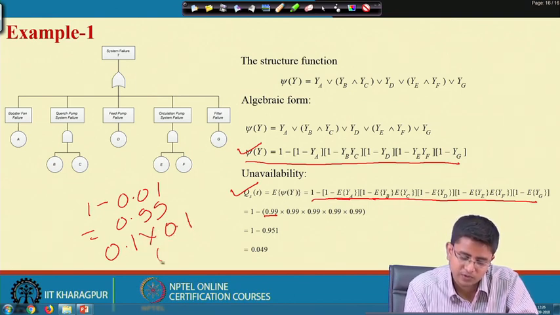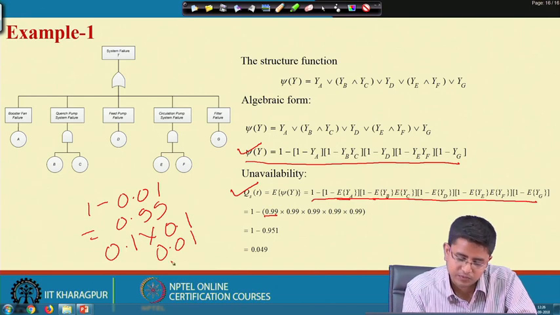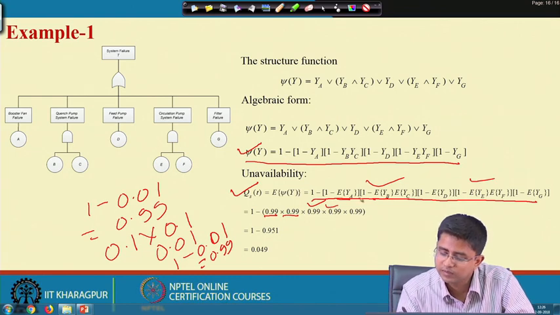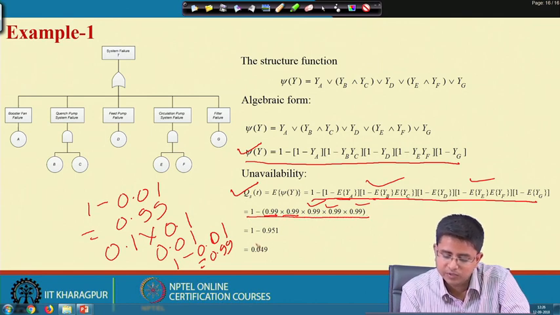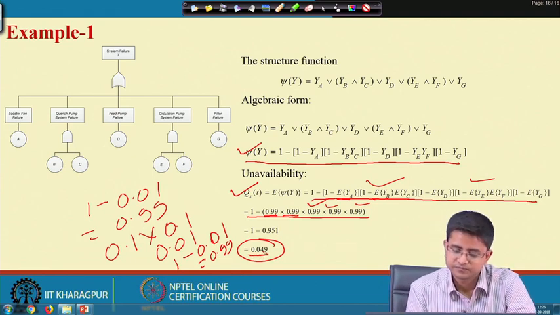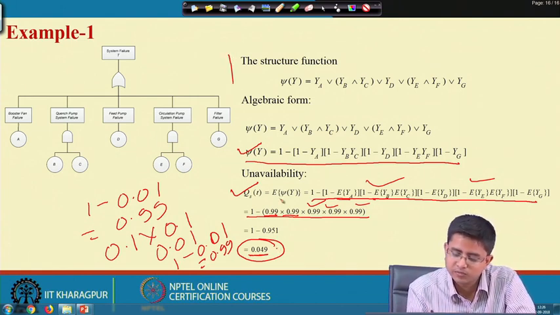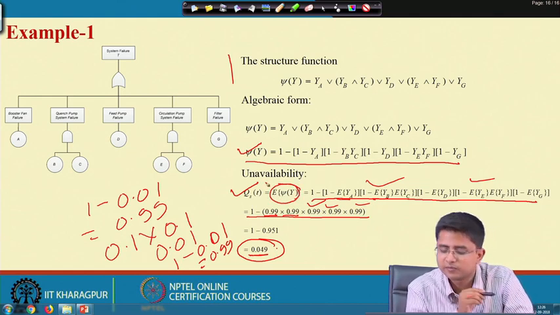So, 0.1 into 0.1, it will be 0.01, again 1 minus 0.01, that will be 0.99. So, again 0.99 for this value, then 1 minus y d, 0.99. Similarly, all the things we have calculated. Now, after calculating this, we have got that unavailability is 0.049. So, in this way we can calculate unavailability from the structure function approach, and for that we need to know that the probability is nothing but the expected value of all the basic event.